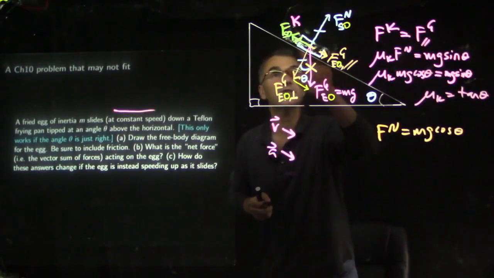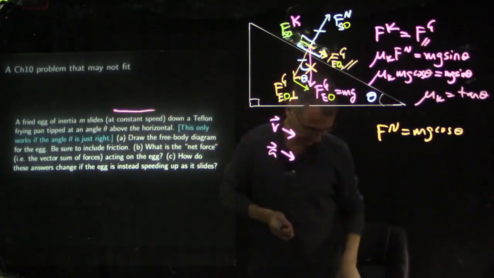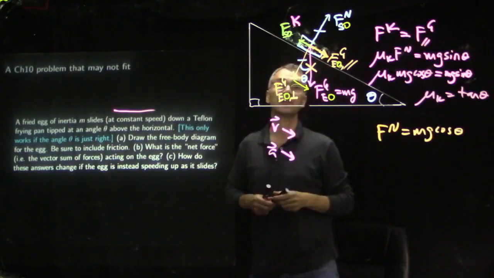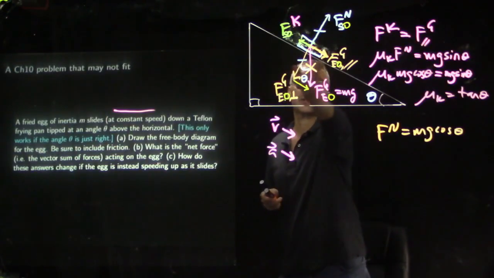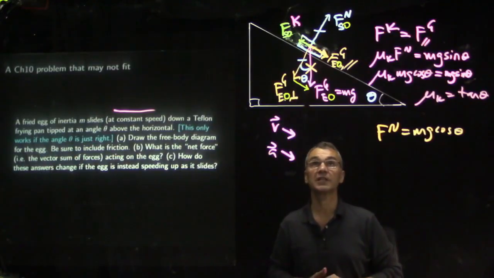It's speeding up, these two vectors are no longer the same length. The friction arrow must be shorter than the downhill component of gravity. So there we go. So if we do this, then now the egg is speeding up because the acceleration is going to point downhill, because this orange downhill component of gravity is bigger in magnitude than this green kinetic friction term.